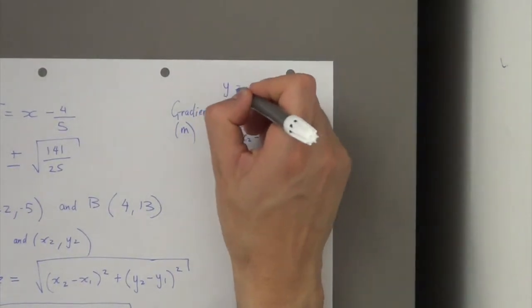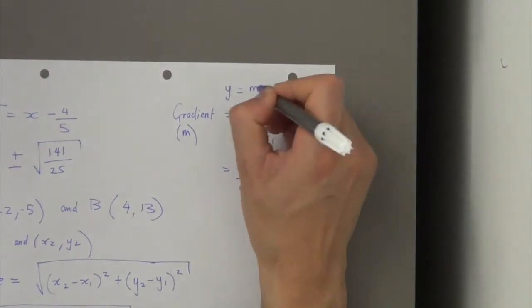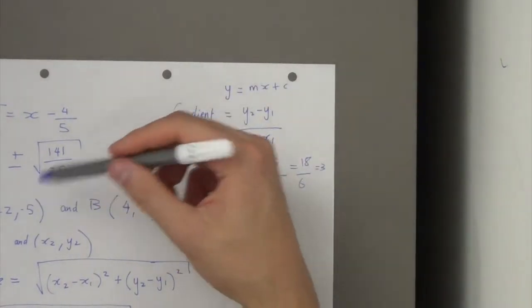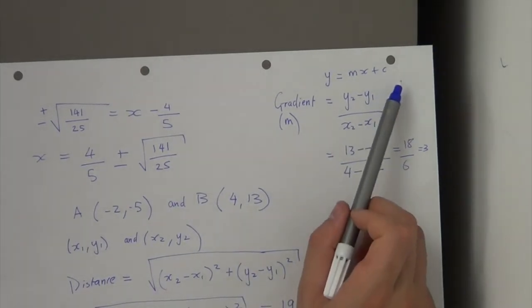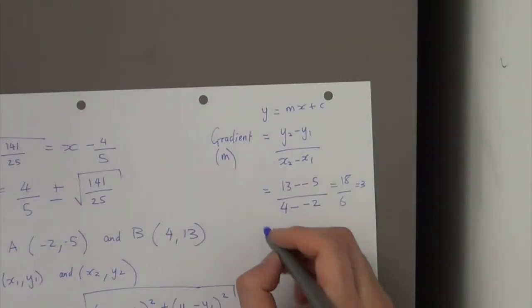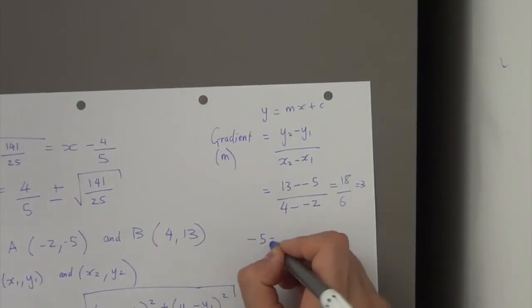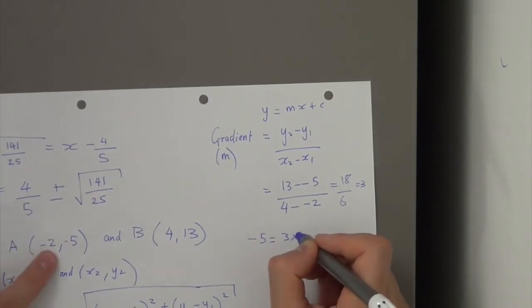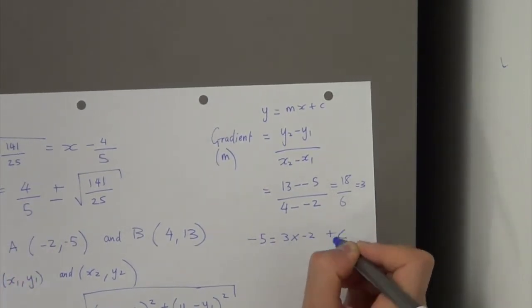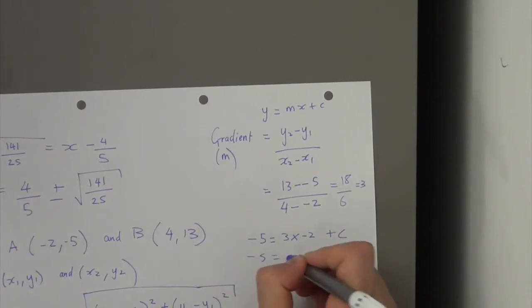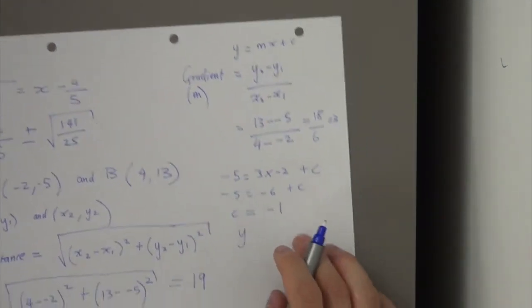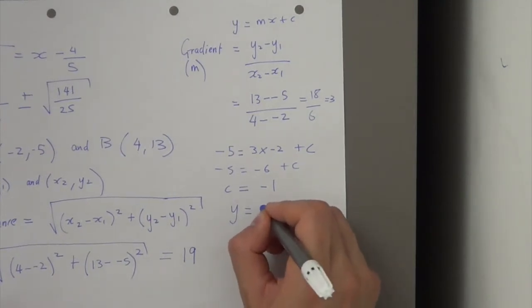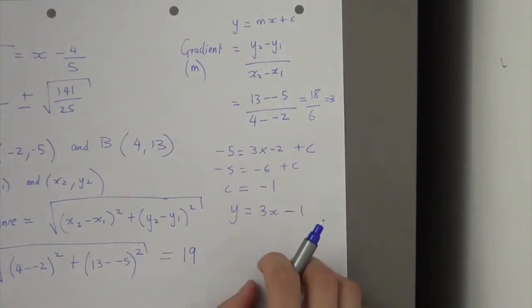Now they want it in y equals mx plus c. I've now worked out the m. I just need to substitute any of these points, could be this point or that point, to give me my c. I'm going to substitute this point. I'm going to put y equals -5, so -5 equals 3 times -2 plus c. It's -5 equals -6 plus c, so therefore c equals 1. So my final equation is going to be y equals 3x plus 1.